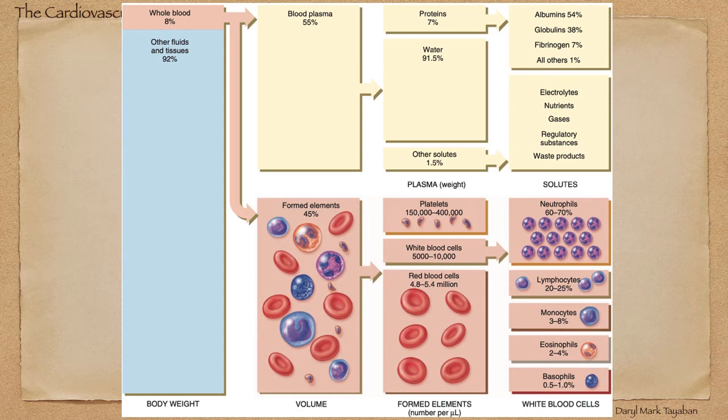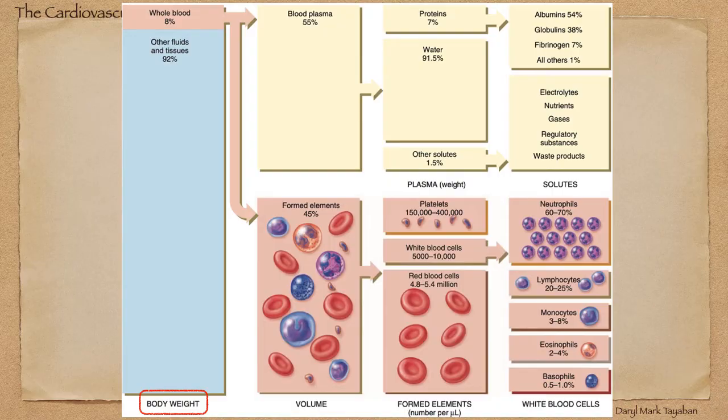This is a division for you to know. I want you to know that this is for the body weight. Of the entire body weight of a human, 8% is the whole blood, then the other 92% are other fluids and tissues. So 8% is significant just for the whole blood alone.